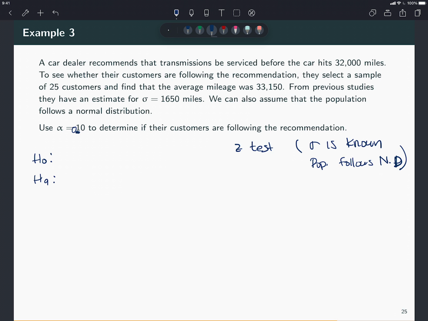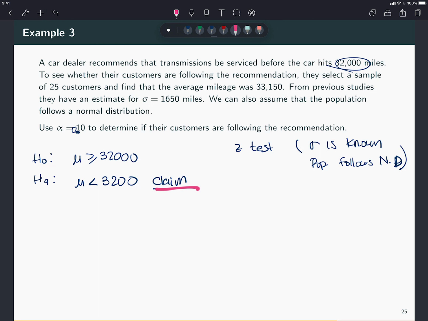What I want to test is if the customers are following the recommendation. So if the mean mileage at which the cars get their service is less than 32,000, that is my alternative, because it does not include the equal sign. So my null hypothesis is the mean is greater than or equal to 32,000. The claim that I'm testing is the alternative. I could do it the other way, pretending the claim is the other one and testing if they don't follow the recommendation, and at the end, if I write carefully, I have the same conclusion. But let's follow it this way.